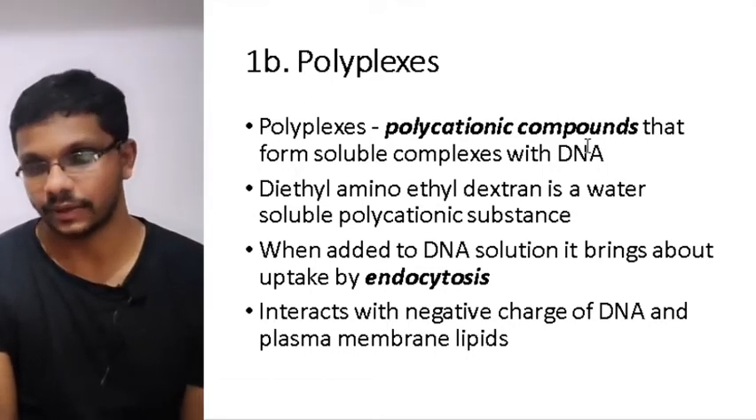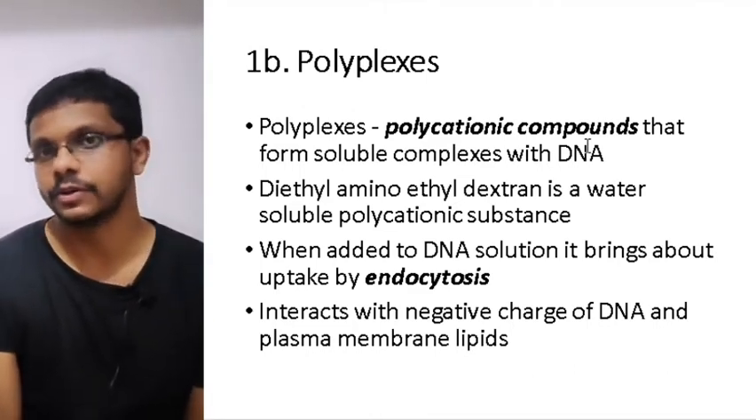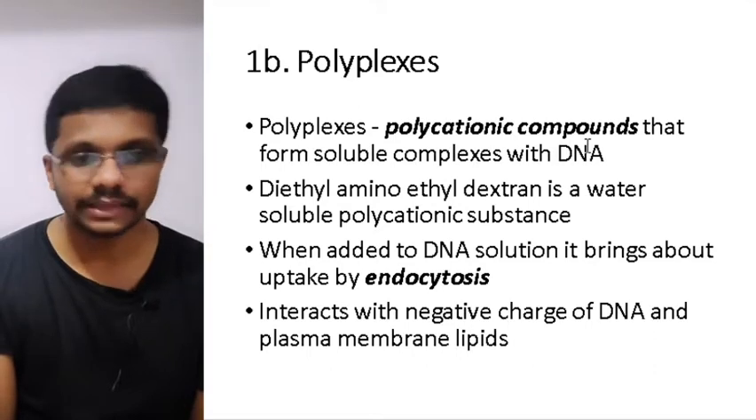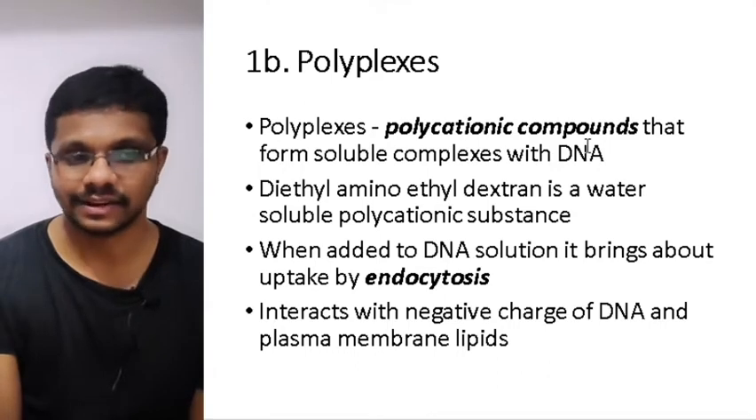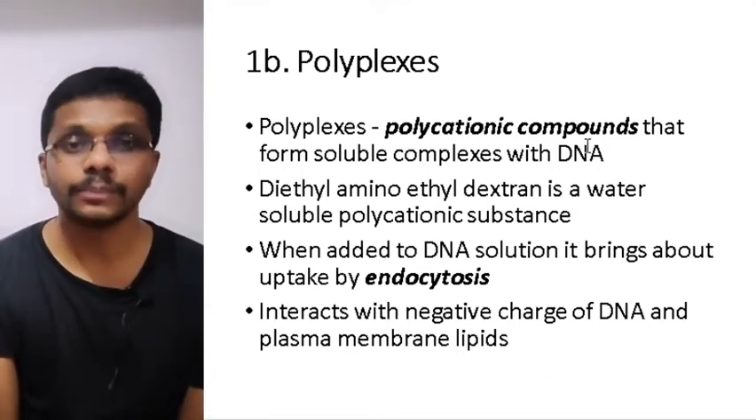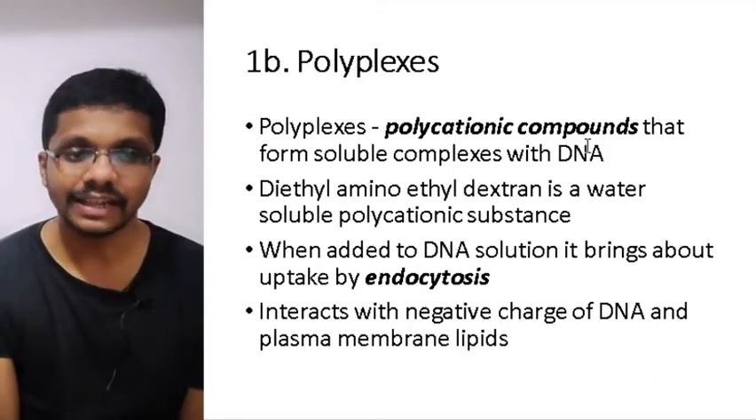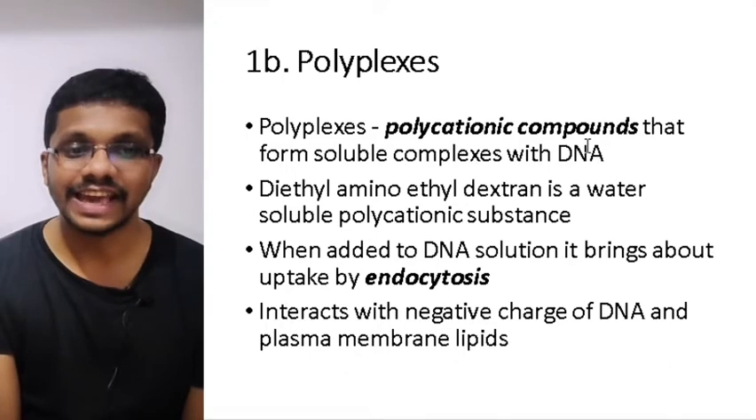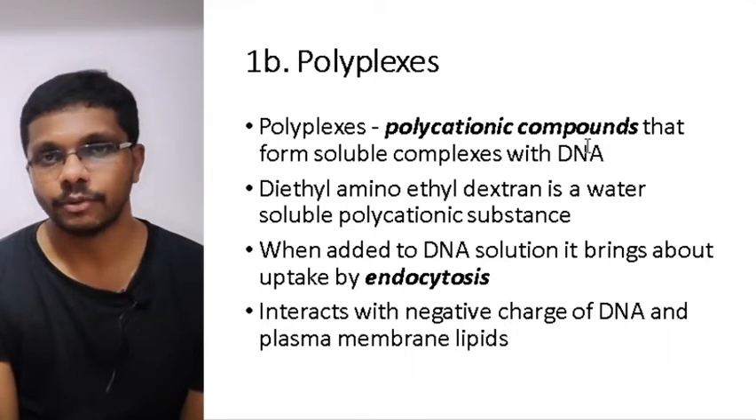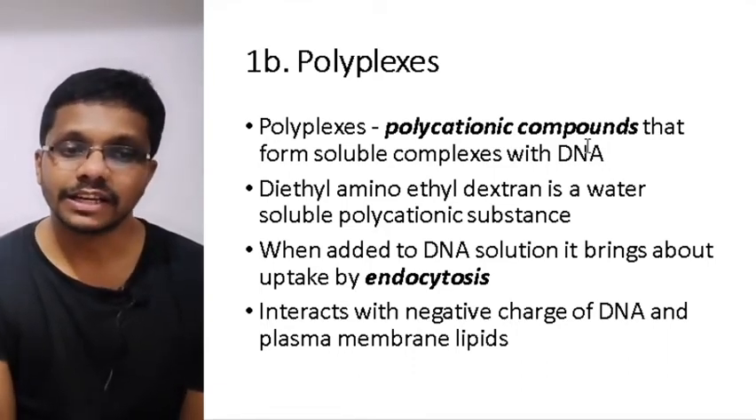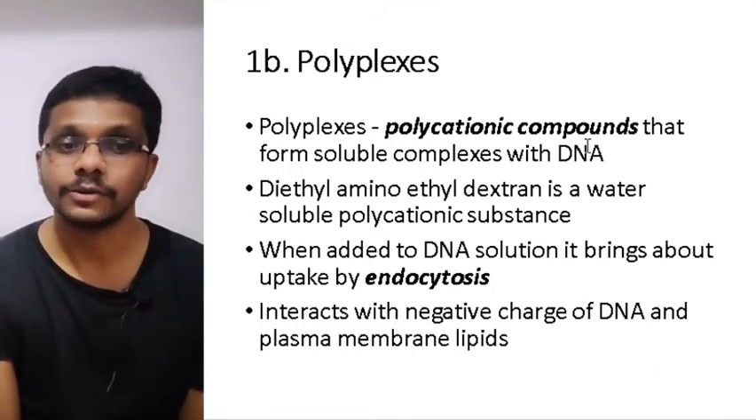Our DNA is polyanionic. So when we are mixing the polyplexes with the DNA, it will form stable complexes because one is positively charged and another is negatively charged. One such example of polyplexes is diethylaminoethyl dextran. It's a water-soluble polycationic polyplex. So once we mix the diethylaminoethyl dextran, that is DEAE dextran, with the DNA, they form a stable complex, and it will be in contact with the cell, and the cell will take up this complex by using endocytosis.